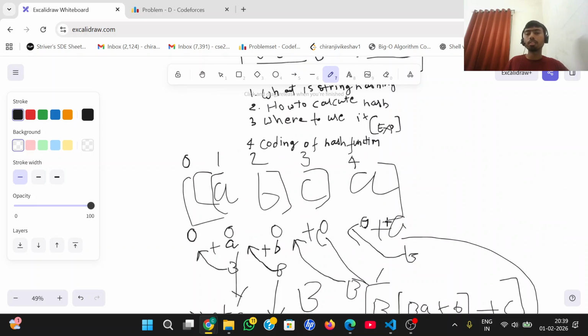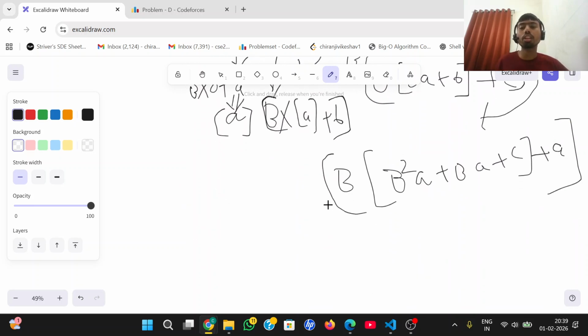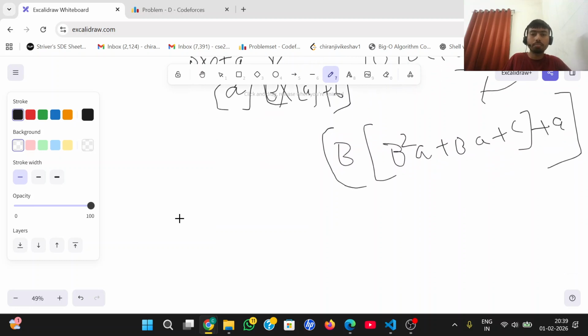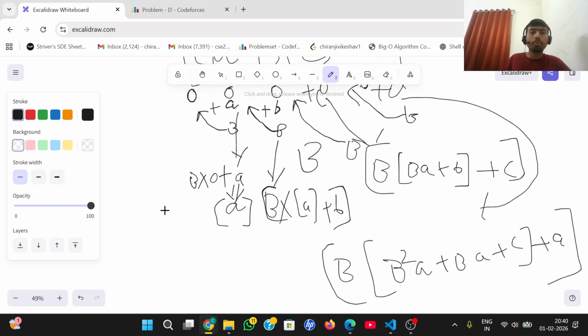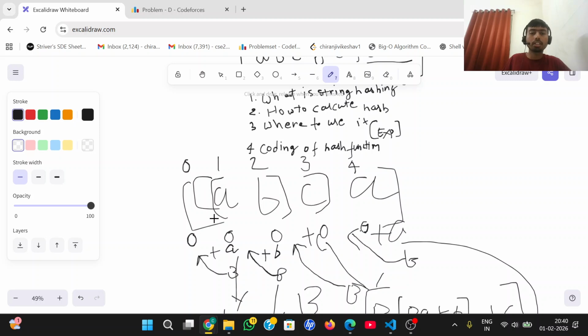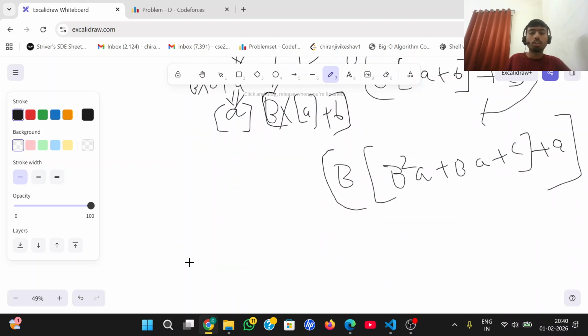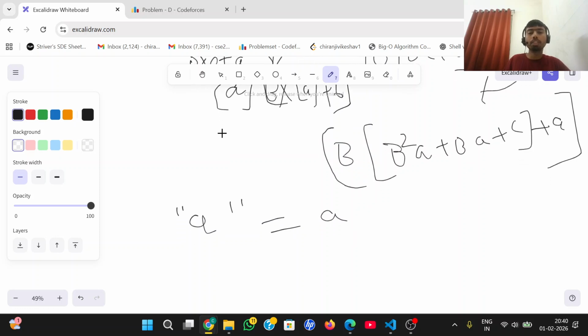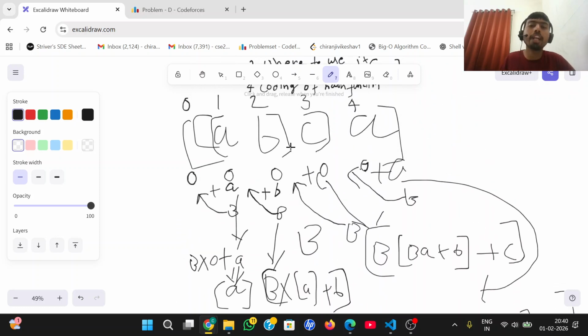Okay, you got it? Now let's discuss some interesting things here, then you will get a clear idea of hashing. I have to find the hash value of this string, only A. We know that string A has the value A; we have already calculated it here. Now, what if I have to find the hash value of the string BC?